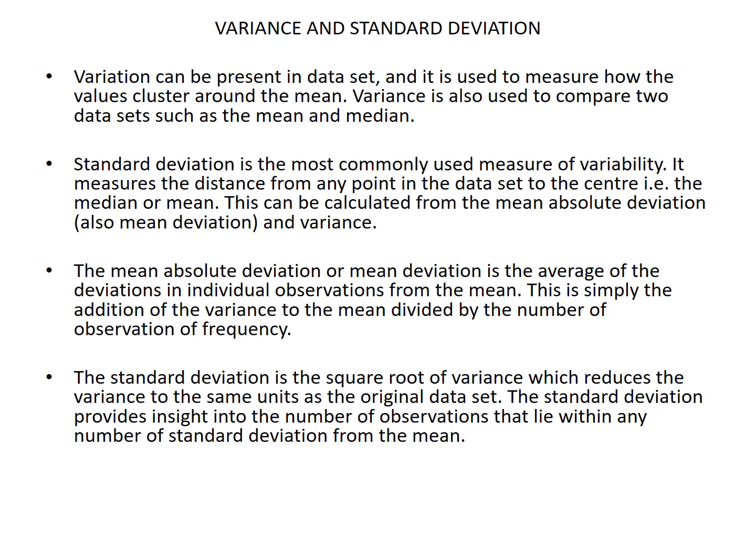This can be calculated from the mean absolute deviation, also called mean deviation, and variance. The mean absolute deviation or mean deviation is the average of the deviations of individual observations from the mean. This is simply the sum of the deviations from the mean divided by the number of observations or frequency. So the standard deviation is the square root of variance, which reduces the variance to the same units as the original dataset. The standard deviation provides insight into the number of observations that lie within any number of standard deviations from the mean.